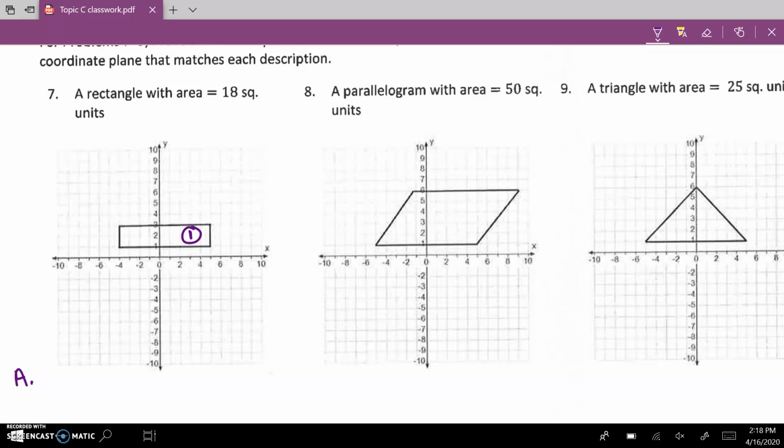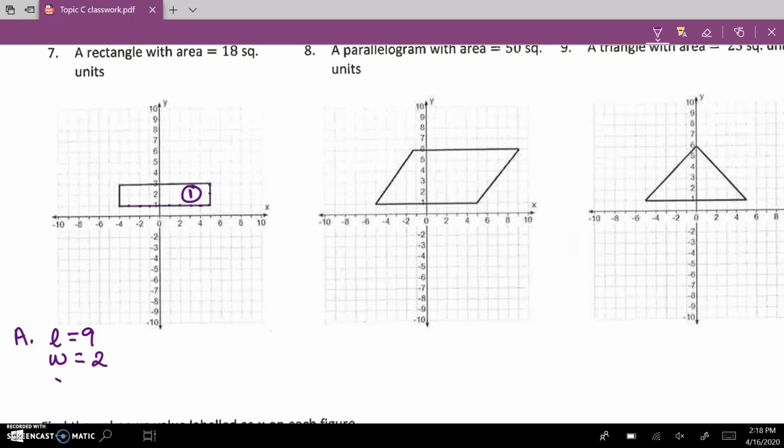If you look at the grid though, they're counting by 2. The long side on the bottom would be 1, 2, 3, 4, 5, 6, 7, 8, 9. So my length equals 9. And then my width going up and down would be 1, 2. Does that work? Yes, because 9 times 2 equals 18.